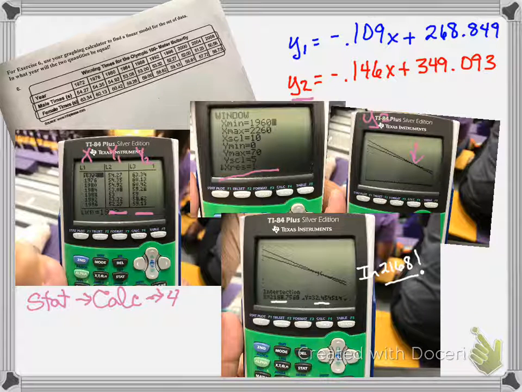So I did second, trace, 5, and that brought up the blinking cursors, and then I do enter 3 times. Because the first 2 times you're identifying your line, and the third time you're asking it to figure out where the intersection is. And then we ended up seeing that right there. It gave us that blinking cursor.